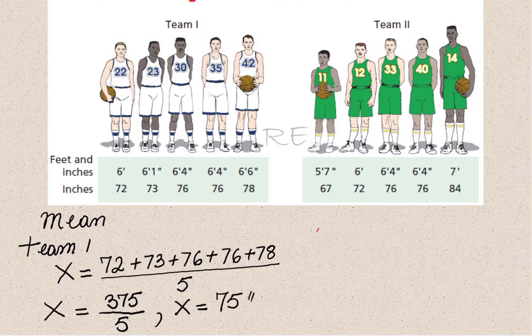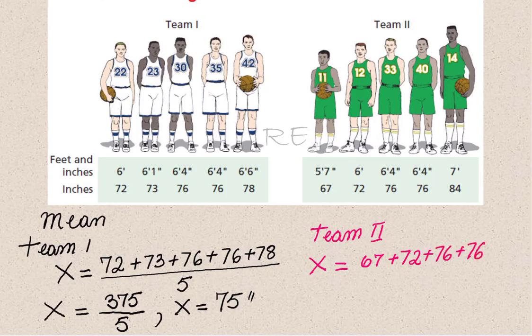For team number 2, we will do the same thing. We'll add all the scores, or all the observations, all the heights, and then we will divide them by the number of players. 67, 72, 76, 84 divided by 5. Now we're going to get 75 also.